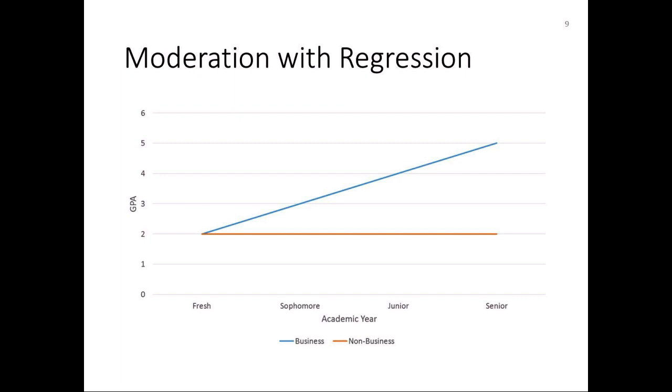Makes no difference. However, if you're a business major, there is a very strong relationship between your academic year and your GPA. There's a very strong relationship. So for business majors, the higher up in academic year you went, the higher up you went with your GPA. So that's a very strong relationship. Whereas if you're a non-business major, that relationship isn't near as strong.